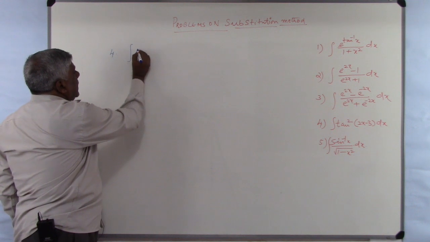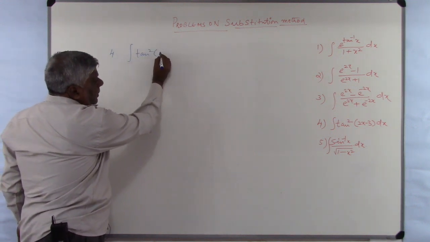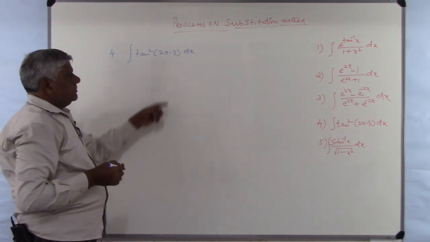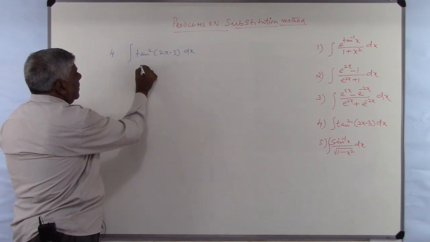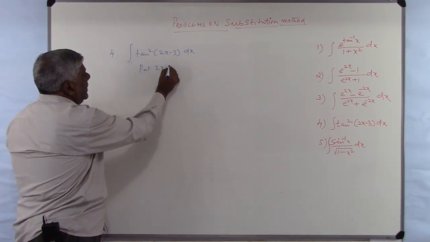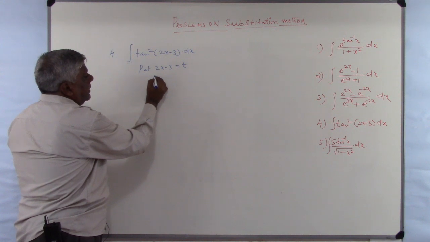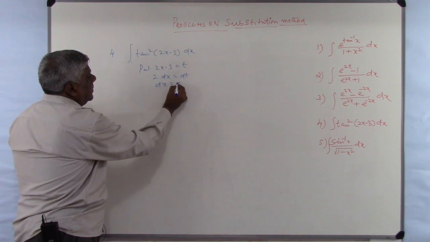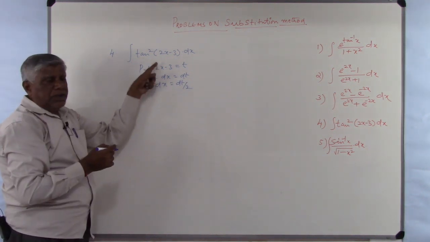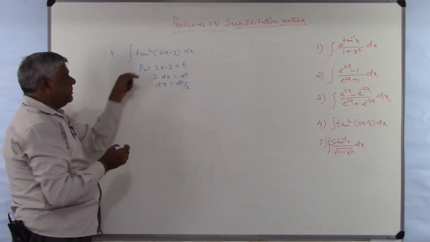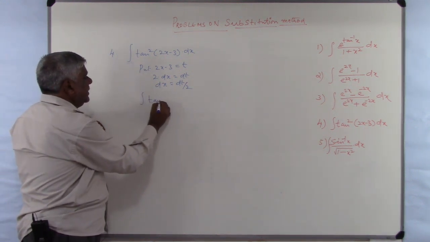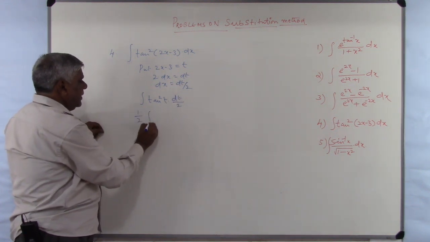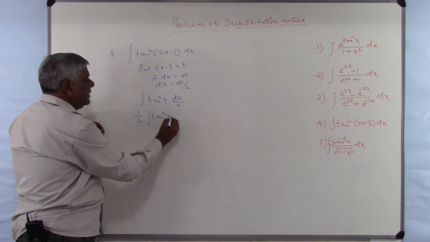Now, the fourth problem: integral tan square of 2x minus 3 into dx. This is the problem. Here also, put 2x minus 3 is equal to t, so 2 into dx is equal to dt, or dx is equal to dt by 2. Integral tan square t dt by 2, that is half of integral tan square t into dt.